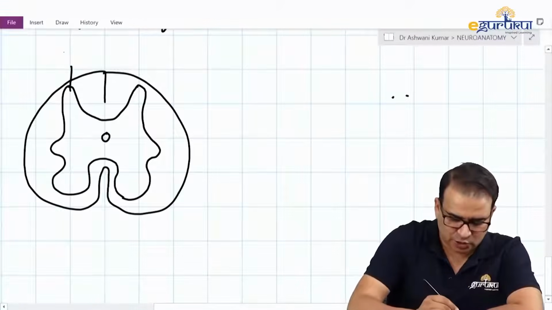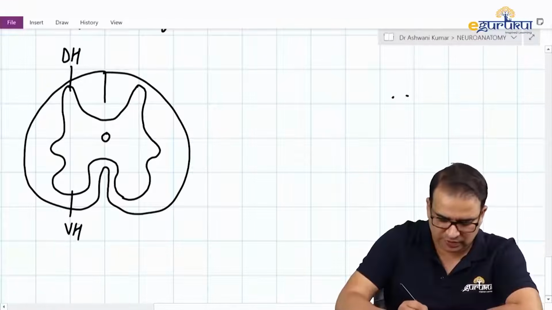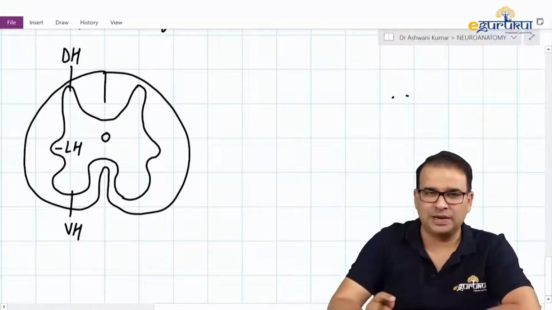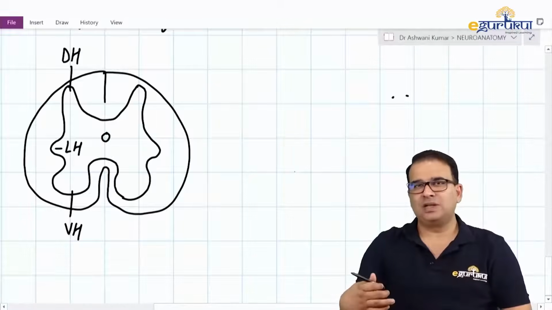So this here, guys, is the dorsal horn of the spinal cord. I'm writing in short, that is dorsal horn. This one is the ventral horn, and here we have the lateral horn. So just make sure to write it on one side only. Dorsal, ventral, lateral horn.